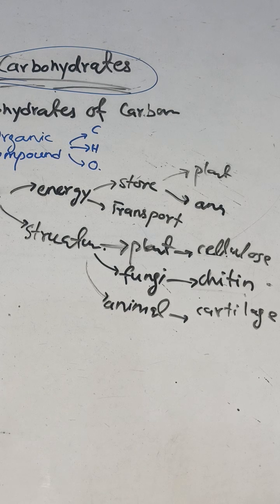Similarly, cellulose, which is a form of carbohydrate, is making the structure of plants. And chitin, which is also a form of carbohydrate, is making the cell wall of fungi. If the cell wall is not present in fungi, then fungi can die. So it is making its structure. That's why carbohydrates are very important for our body.